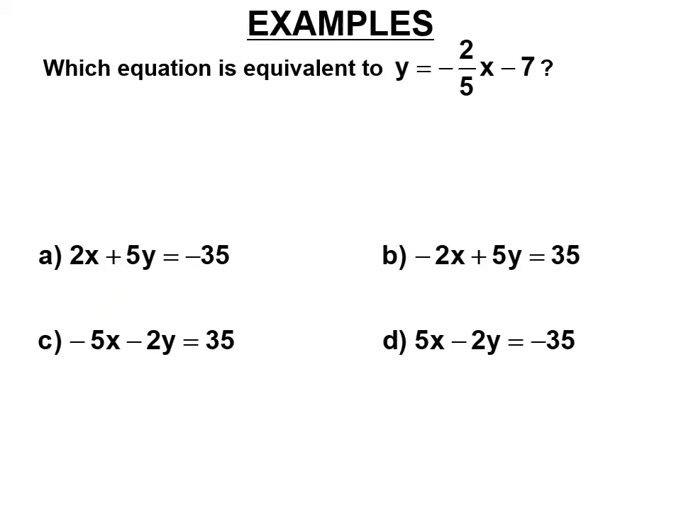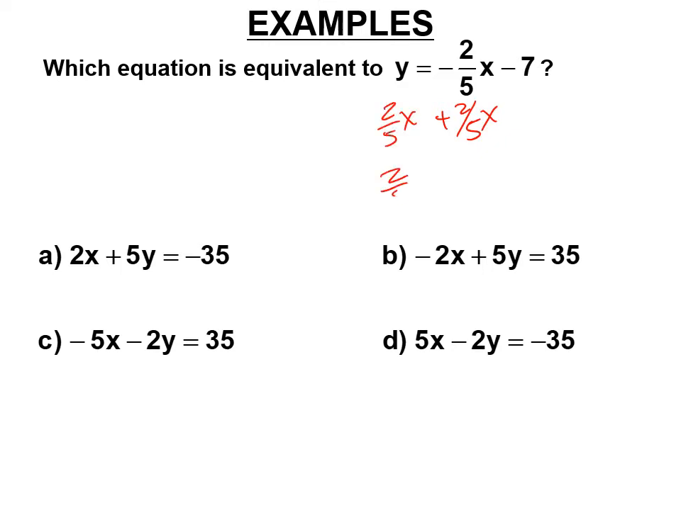All right, so this is a typical question on the test. It's multiple choice. You have to figure out which one of the four on the bottom matches the original one. Now, you could change each of the four on the bottom and see which one matches the top, but that would be the slow way. The fast way would be to add 2/5 x to both sides.